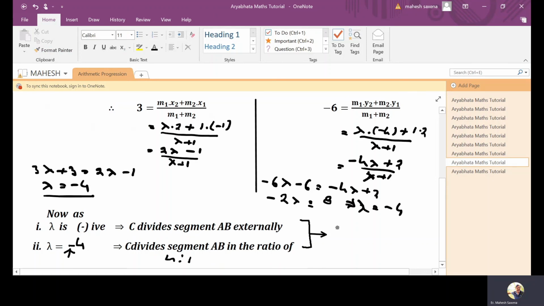So C divides AB in the ratio of 4:1 externally.